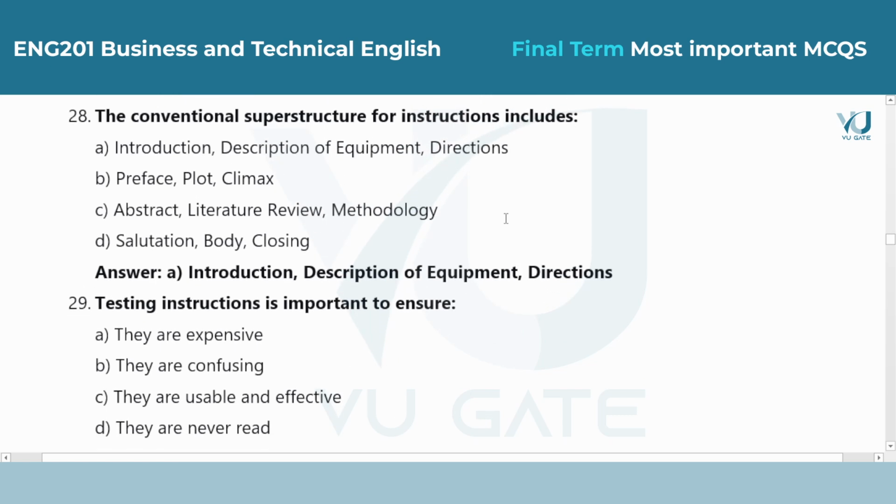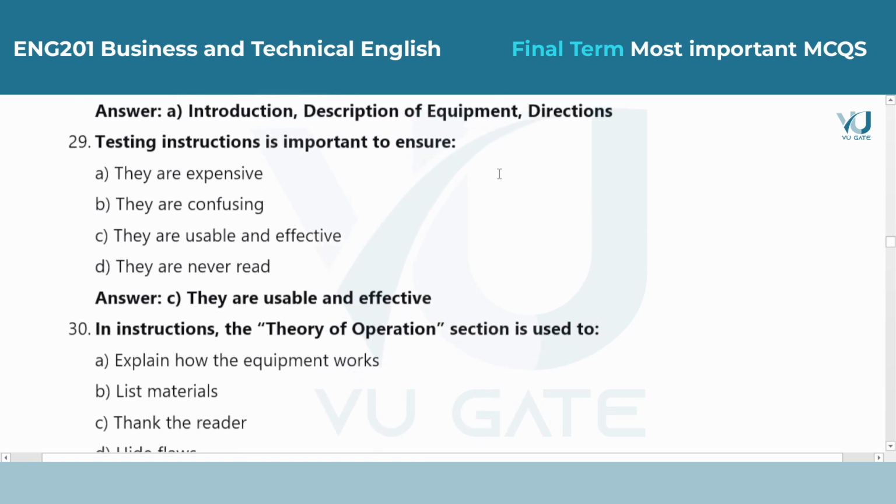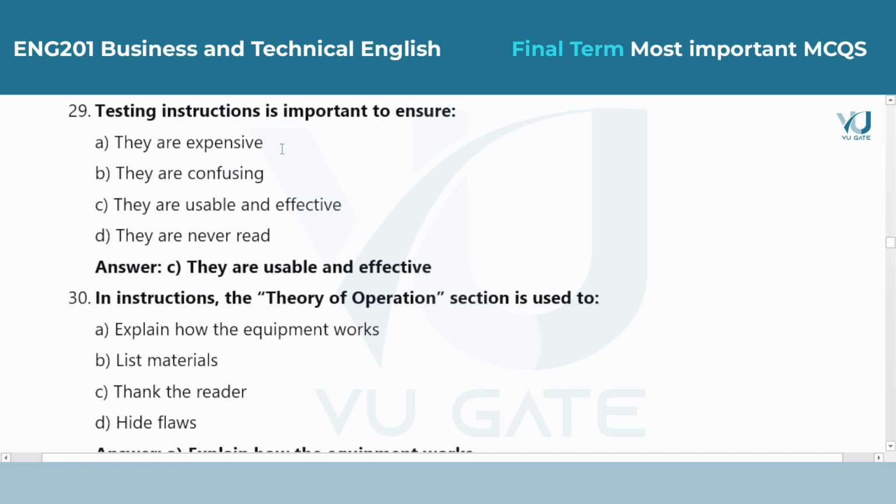28. Question. The conventional superstructure for instructions includes answer. A. Introduction, description of equipment, directions. Concept. This sequence prepares the user mentally, identifies the tools, and then provides the action steps. 29. Question. Testing instructions is important to ensure answer. C. They are usable and effective. Concept. Usability testing identifies areas where a real user might get stuck or confused before the product is released.